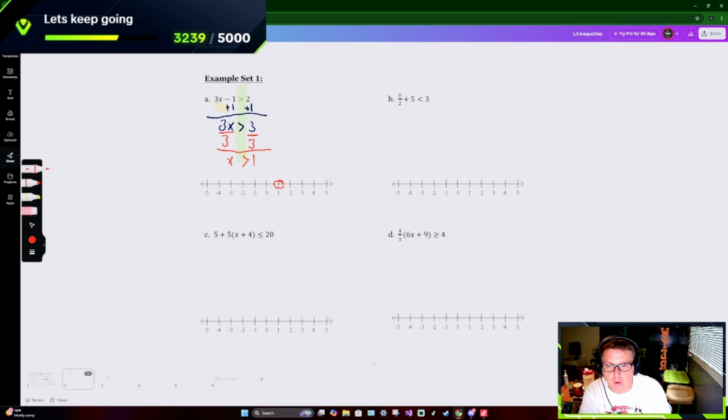Well, here's our 1, and x being greater than is going to be on this side, all the numbers that are greater than. And then, do we color it in? No, because it's not equal to.